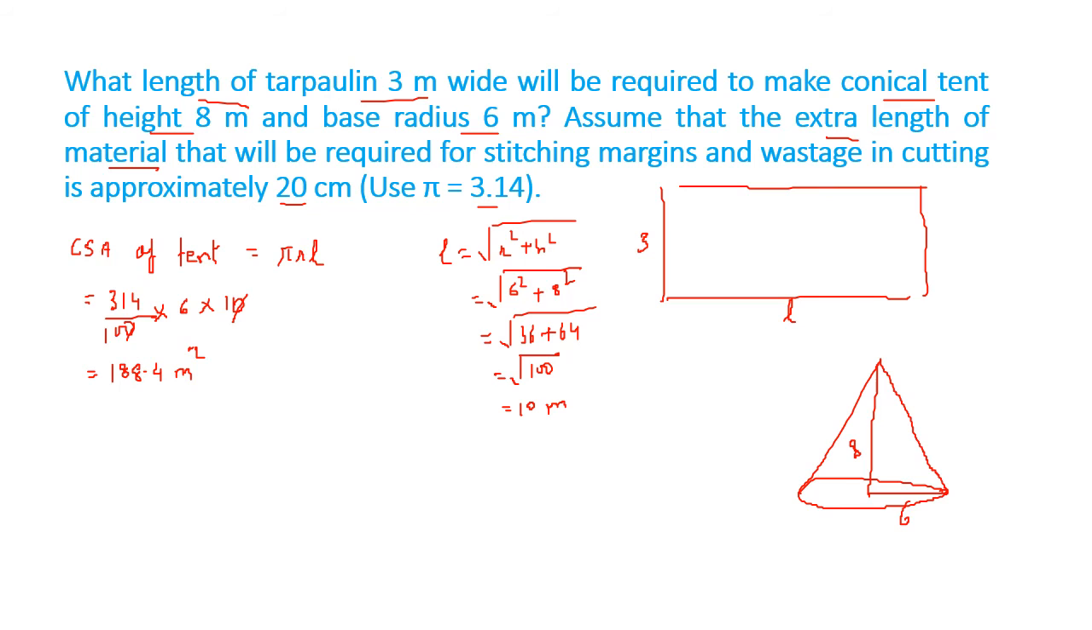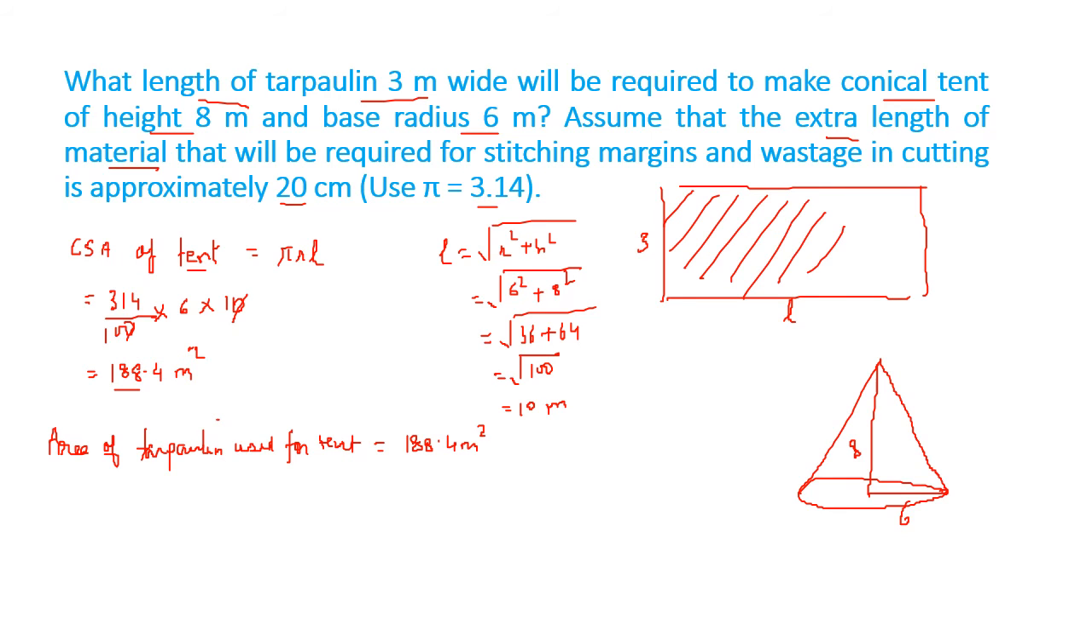Okay, now we have found the curved surface area of the cone. Now just to make this conical tent, how much length we are going to use, let us see. So area of tarpaulin used for tent is equal to 188.4 meter square. But the area of the tarpaulin used for the tent is length into breadth. So length into breadth equal to 188.4 meter square. Breadth is given 3, so length is equal to 188.4 upon 3.